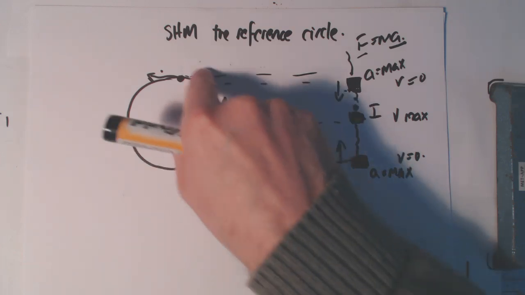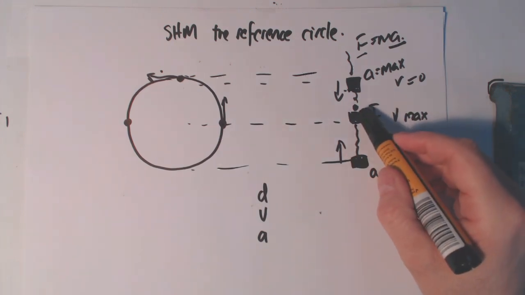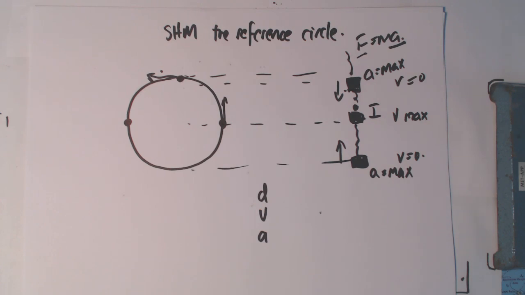So this little circle can tell us the displacements, the velocities, the accelerations, just by looking at the motion of this guy going in a circle. Now, we use angles in the circle. So we could start our clock anywhere. We could start our clock when the mass is in the middle, or we could start it at the top, or start it at the bottom.